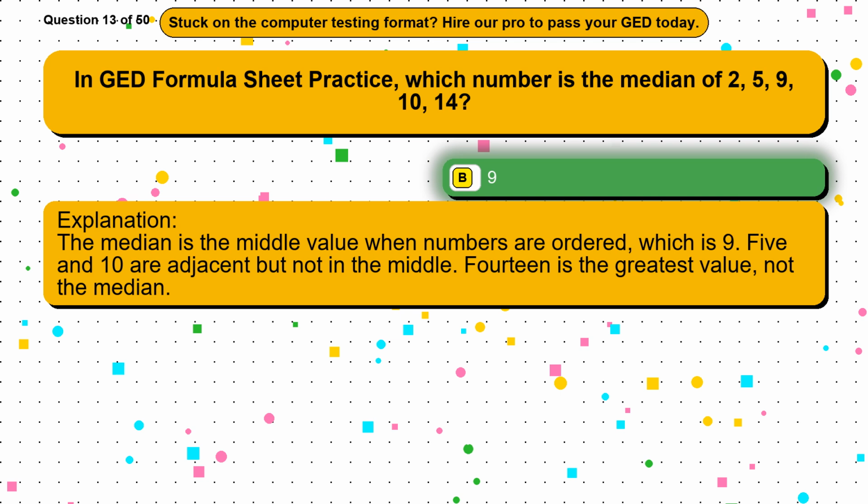5 and 10 are adjacent but not in the middle. 14 is the greatest value, not the median.